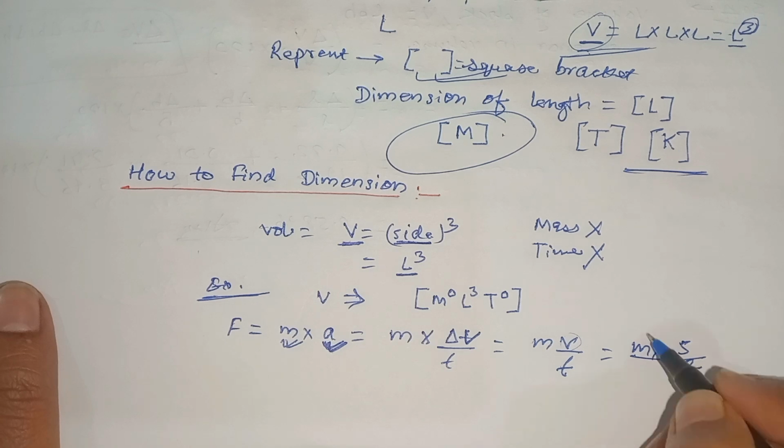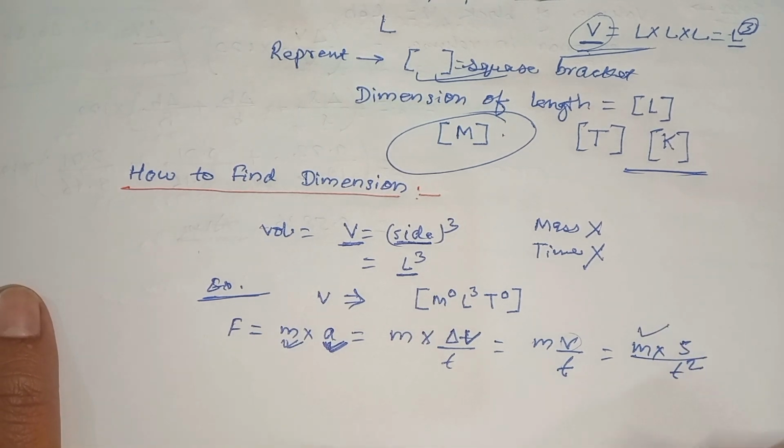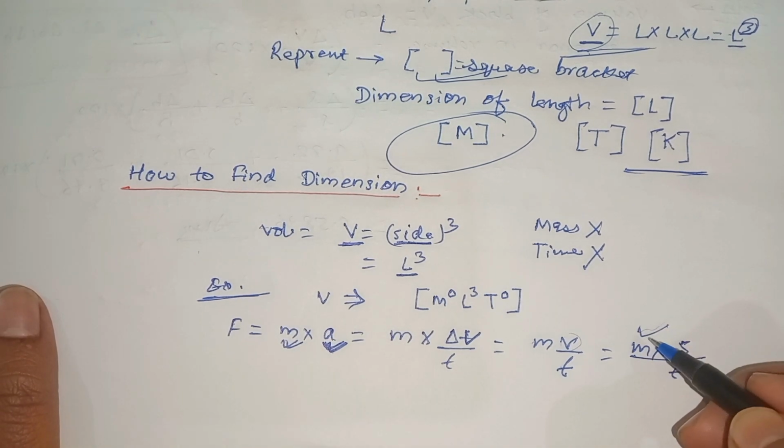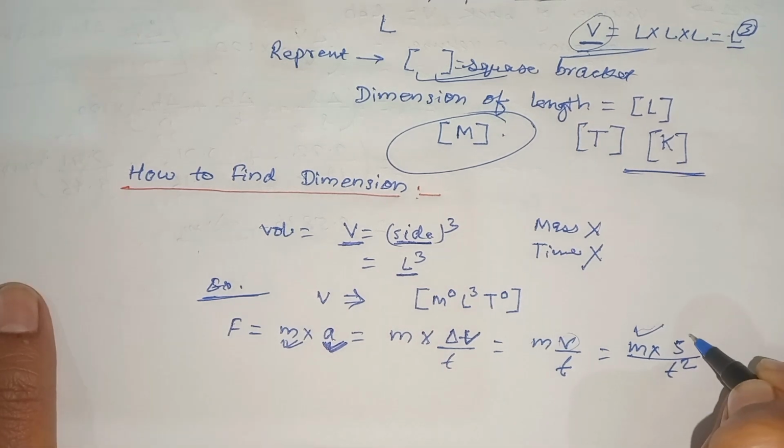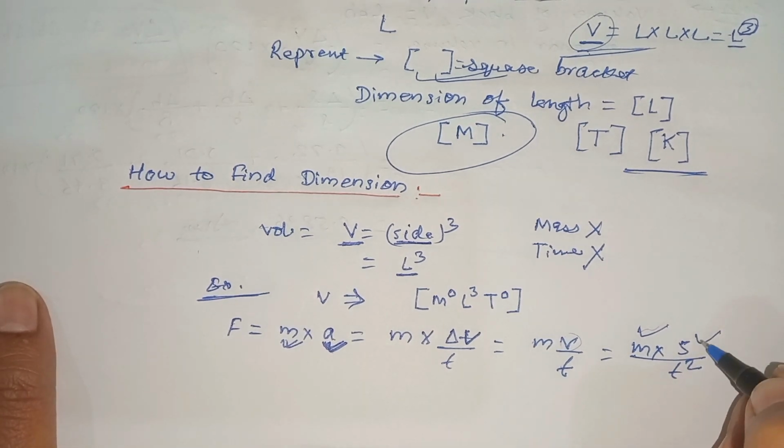Now let's see, mass is a basic unit. Mass is a basic physical quantity. Mass is not a unit, kg is a unit. And distance is a physical quantity, that is length. This is also basic.